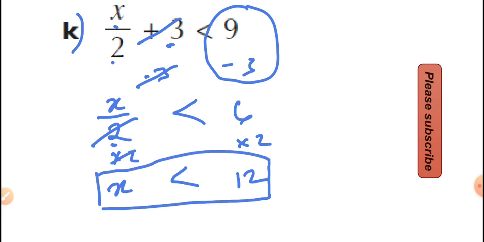But if they asked you what was the largest possible whole number or the largest integer that x could be, the answer would be x could be 11. It can't be 12 because it has to be less than 12. It's not equal to 12, it's less than 12. So the largest possible number for x would be 11. That's the largest number. So x is any number less than 12. It could be 10, 9, 8, 7, 6, 5. But the largest whole number it could possibly be is 11.